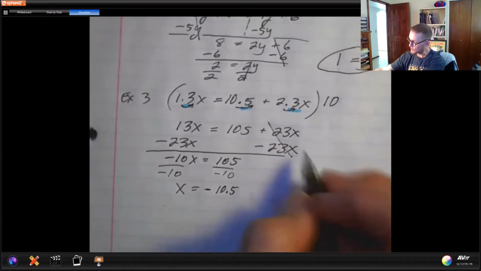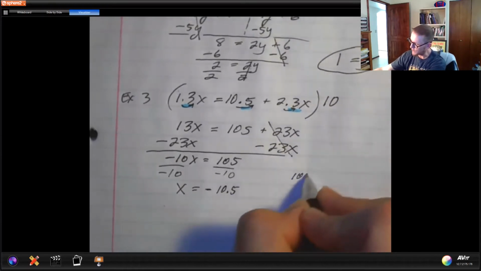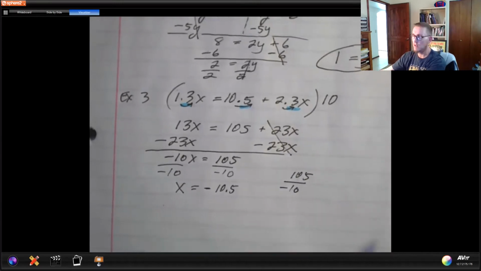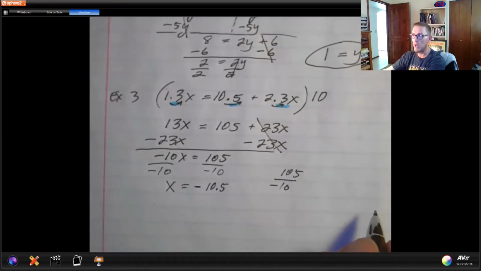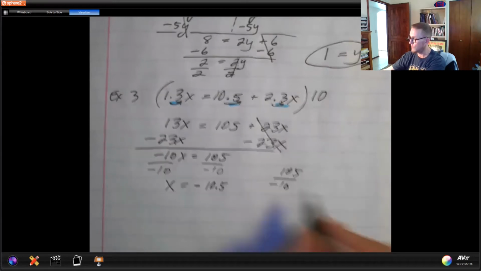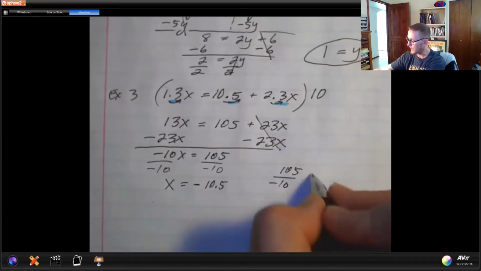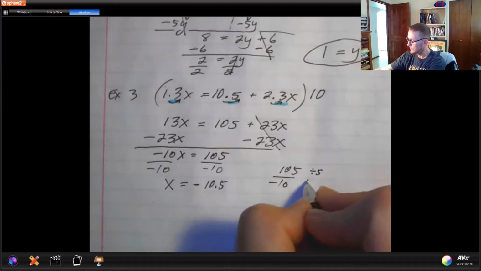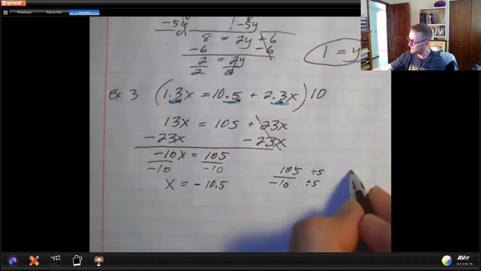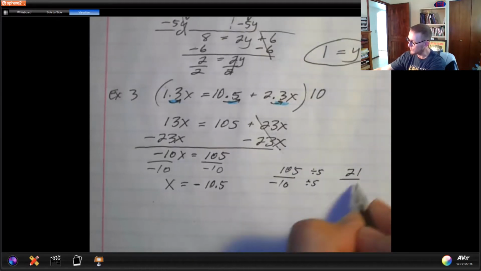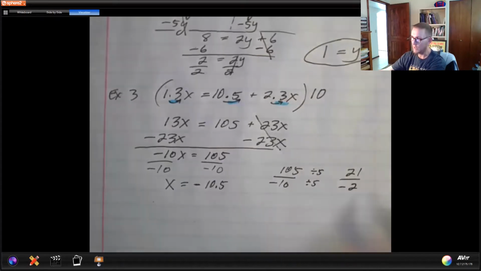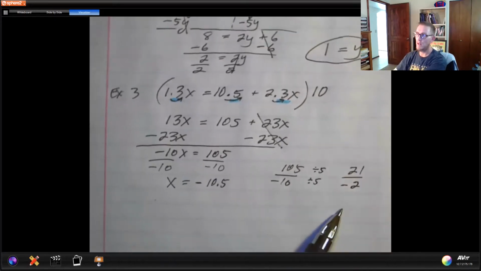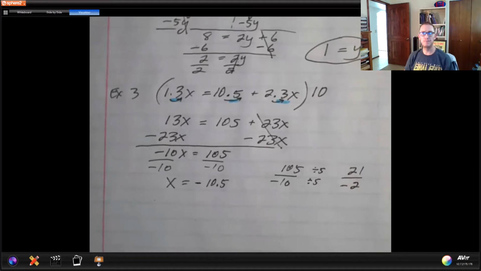I could have kept the fraction answer, and I could have said 105 over negative 10. And then I would just have to reduce that. And I would have to make sure to find something that goes into both, which would be 5. So I'm going to divide that by 5. So that's 21 over negative 2. And if I was to put that in the calculator, I would get the same answer here. You're not going to have very many decimal answers at all, so don't worry too much about that. But this is a good example for you to see.